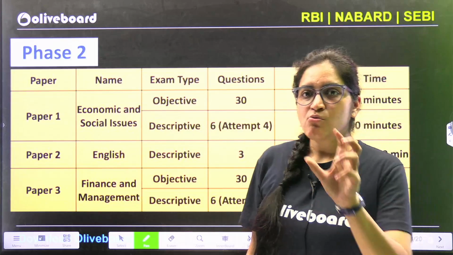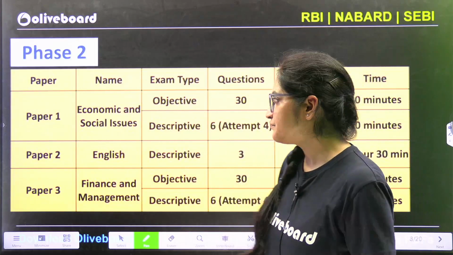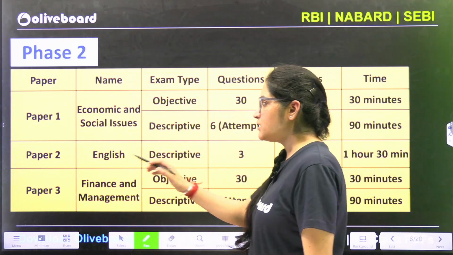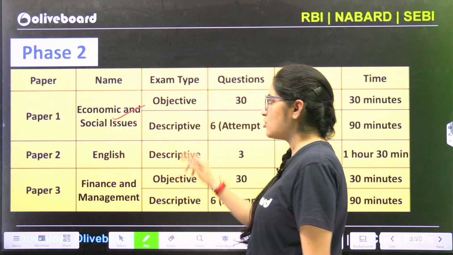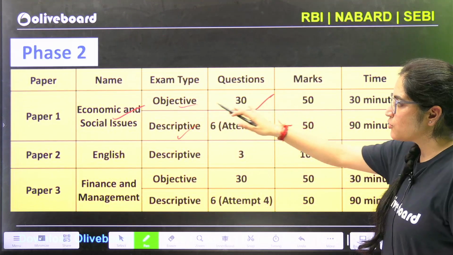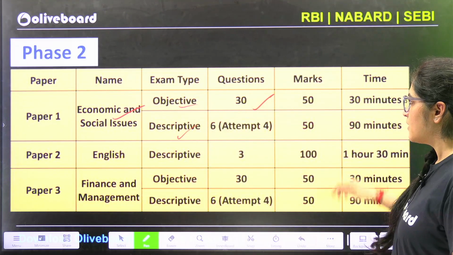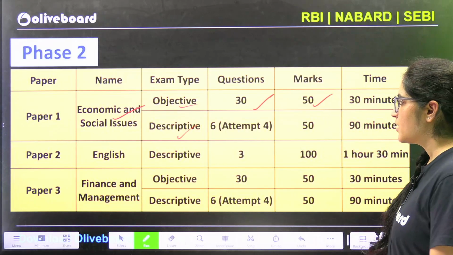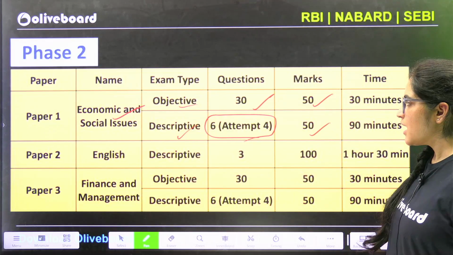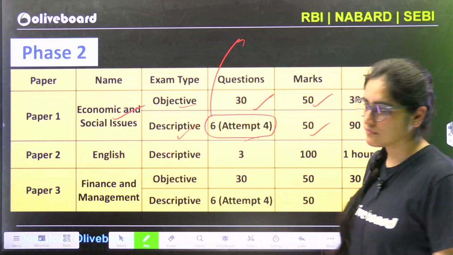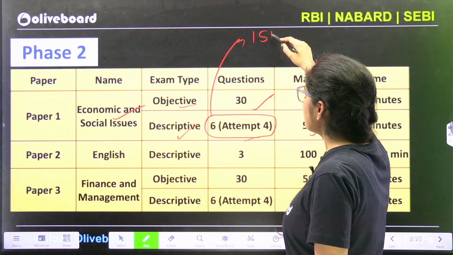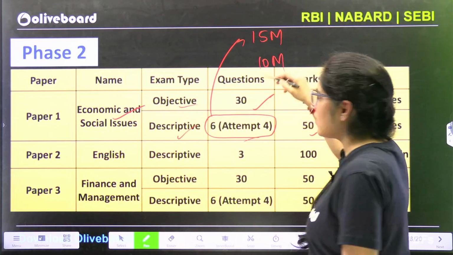But let's talk about what will be there in your phase 2. In your phase 2, there will be 3 papers. First, economic and social issues, out of which objective and descriptive questions will be asked. 30 questions will be there from your objective portion, which will be of 50 marks, and 6 questions there will be there, which will be of 50 marks. Out of these 6 questions, you have to just attempt 4. That means 15 marker and 10 marker questions is what you have to attempt.